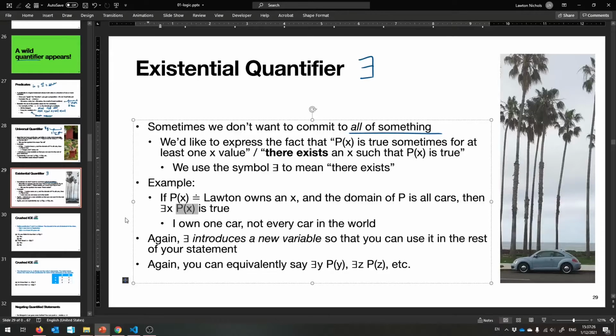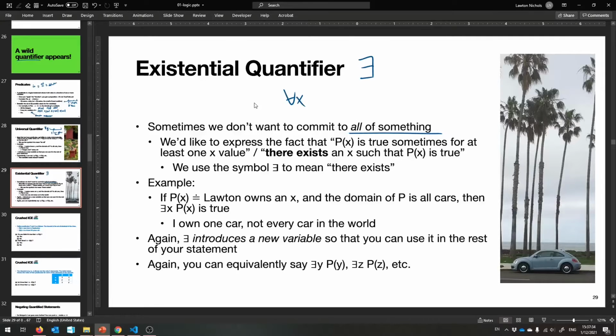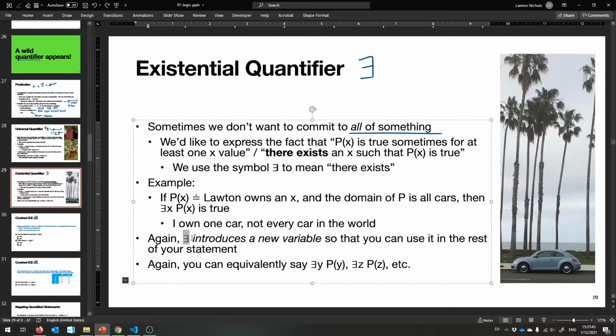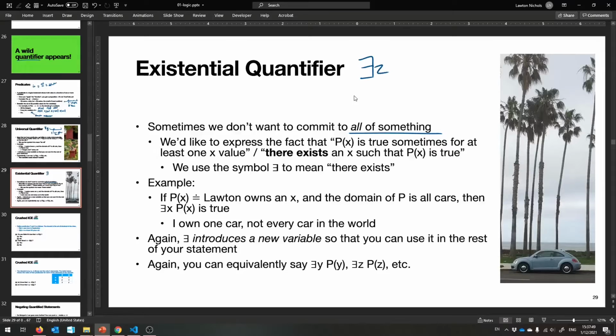Hopefully this is making sense. I know it's very abstract. We're going to get to an example in a second. So I just own one car. It's not true that for all x, P of x is true for this one, because I don't own every car in the world. That would be weird. And again, the existential quantifier introduces a new variable so that you can use it for the rest of your statement. So you have there exists z, and z can now appear as much as you want over here.